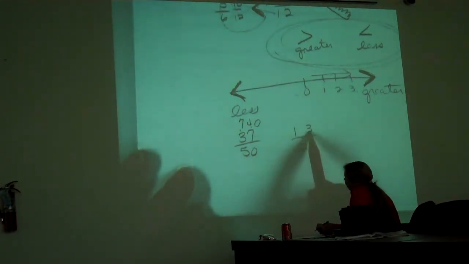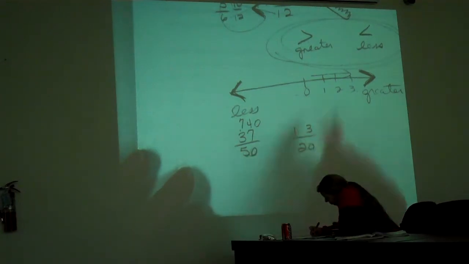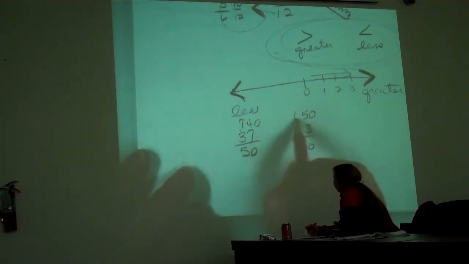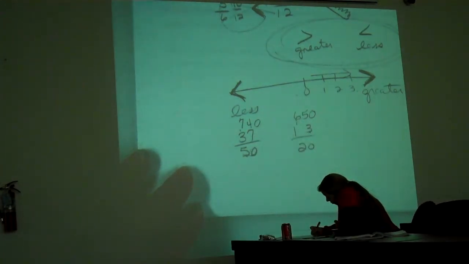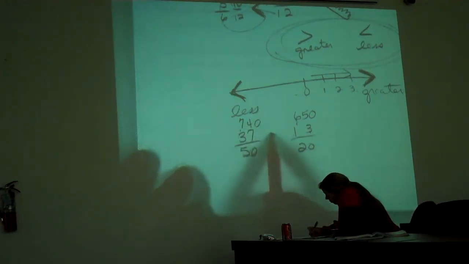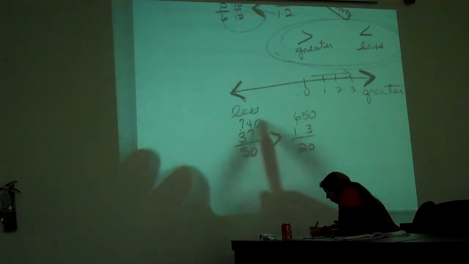50 times 13, put your 0 and then do 5 times 13. 5 times 3, 15. 5, 6. So you see which one's bigger, right? This one is bigger. It would be that direction on the number line, or it's getting gobbled up.